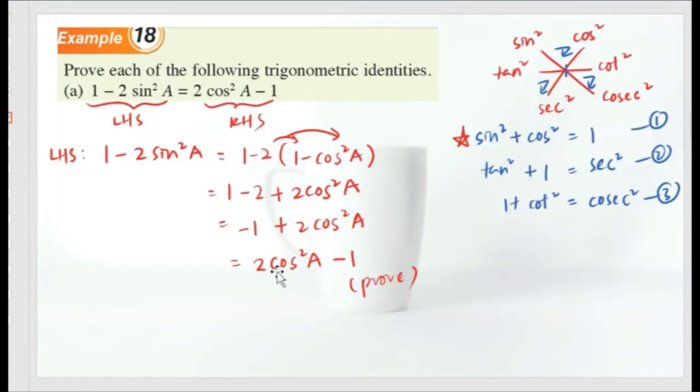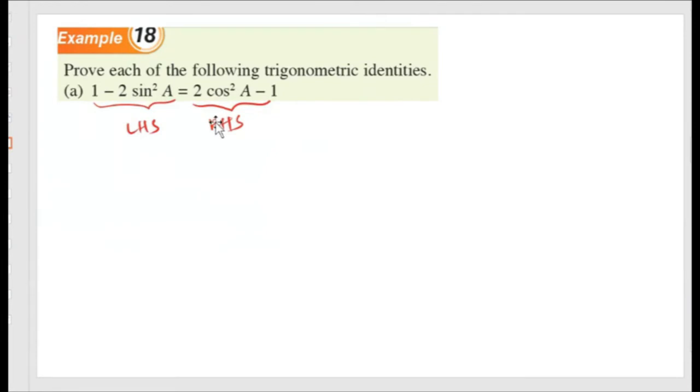So just now this one is the right hand side, right? So you proved from left hand side to right hand side. So you proved it already. So now, can we prove from right hand side to left hand side or not? So start from the right hand side.